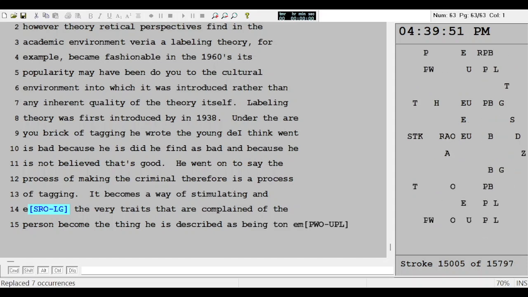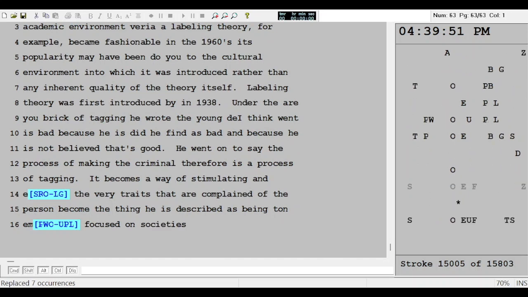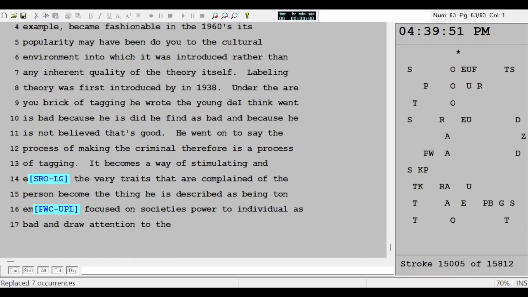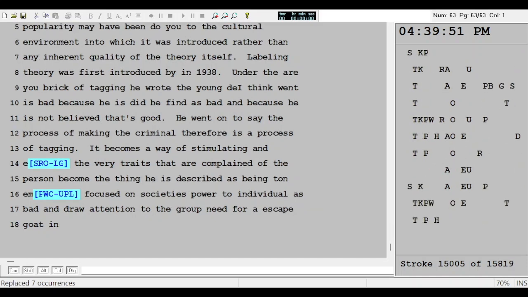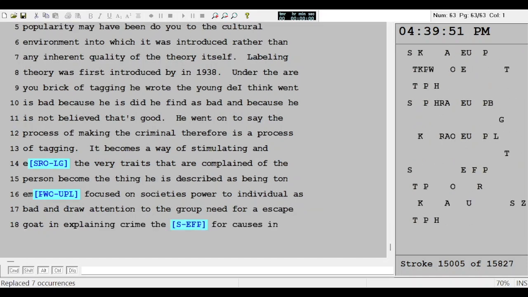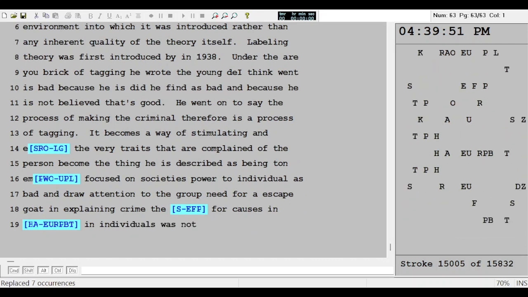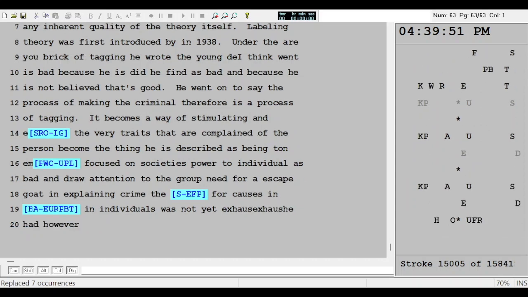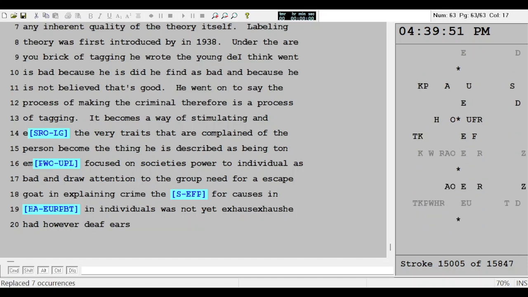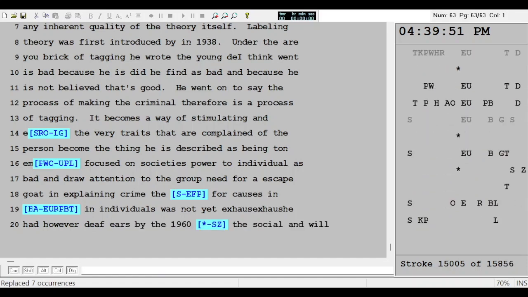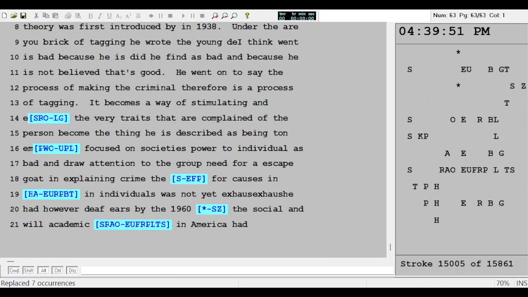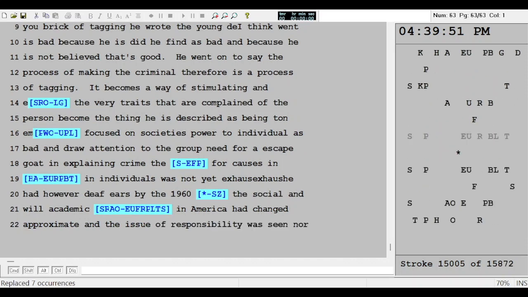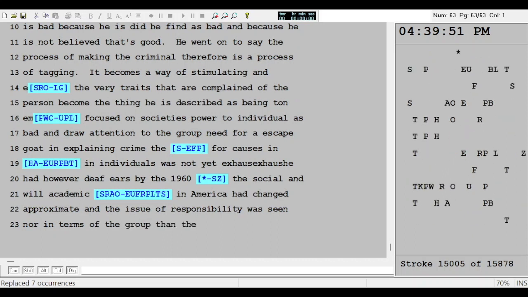Tannenbaum focused on society's power to define an act or an individual as bad and drew attention to the group need for a scapegoat in explaining crime. The search for causes inherent in individuals was not yet exhausted, however, and Tannenbaum's theory fell mostly on deaf ears. By the 1960s, the social and academic environments in America had changed, and the issue of responsibility was seen more in terms of the group than the individual.